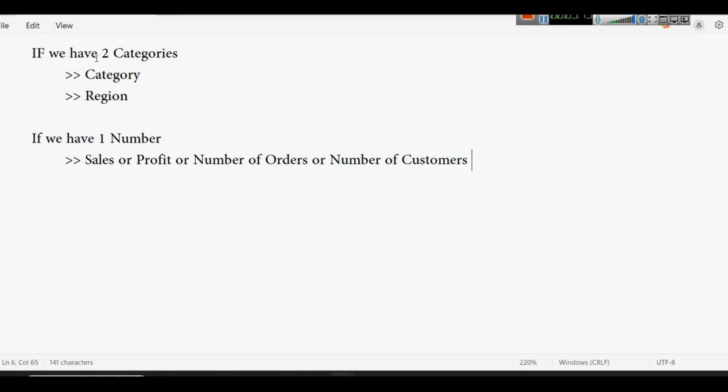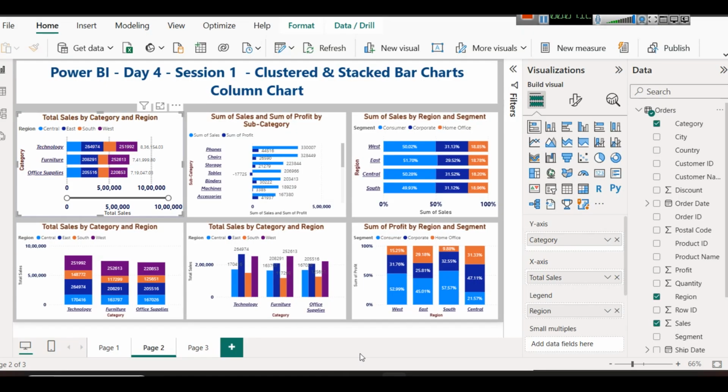So if we have 2 categories and one number, either of them, then how to prepare a graph or what kind of chart can we use? For these types of visualizations, we can use a bar graph that we already discussed. In bar graph, this is stacked, this is clustered.